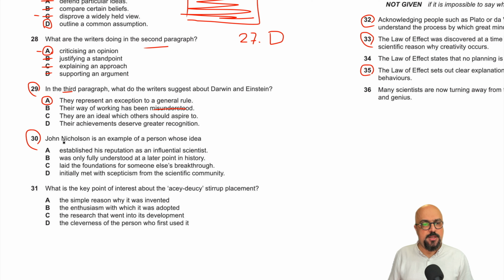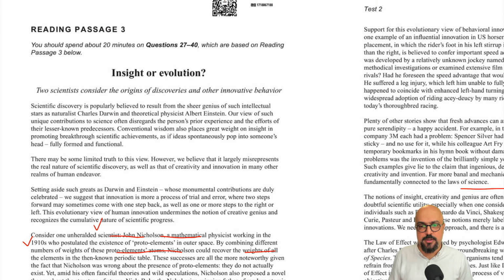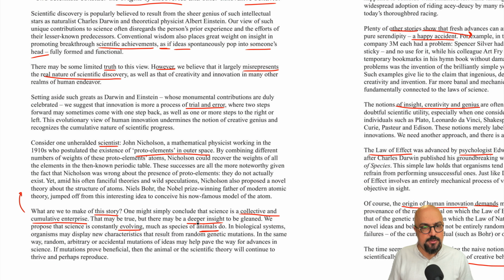So John Nicholson, whoever this guy is, an example of a person whose idea. Okay, whose idea. Now, do we have the paragraph number? No. Then how can we find the relevant paragraph? Well, we're lucky to have the name, John Nicholson. So John Nicholson, where are you, John? Well, the name has to be after Darwin because the questions are in passage order. Okay, we have Darwin and Einstein there. There we have it. John Nicholson. Notice that I didn't underline it because it's not an idea. It's simply a keyword. I mean, a person's name.